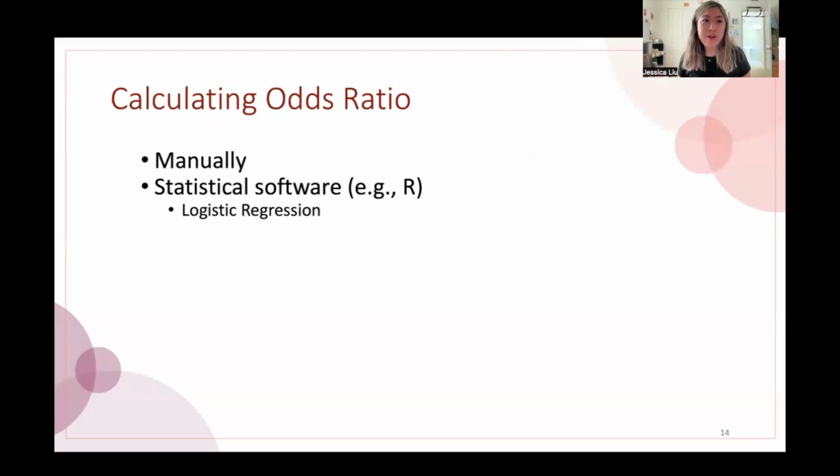So I sort of showed this earlier, but how do you get this odds ratio number? You can do it manually, like I said, by calculating those 2x2 tables, or there are many statistical software packages out there, such as R, and you can run logistic regression models, which are meant for binary outcomes. So things that are either a yes or no, you have it or you don't. In this case, that is yes, e-cigarette use, no e-cigarette use. And then those logistic regression models will help get you your odds ratios.